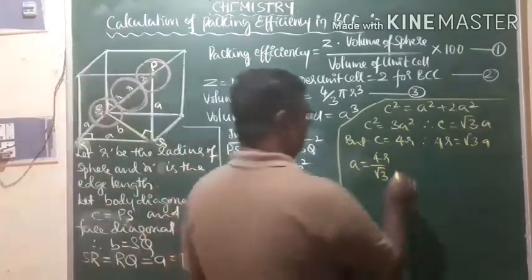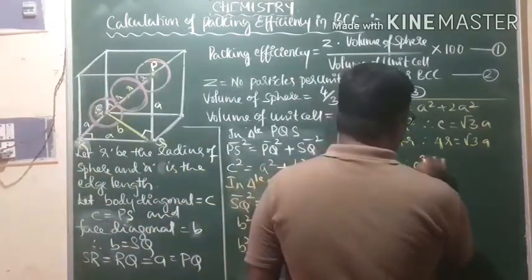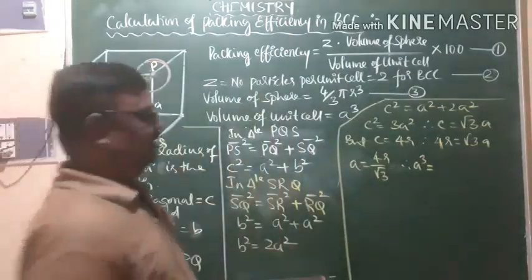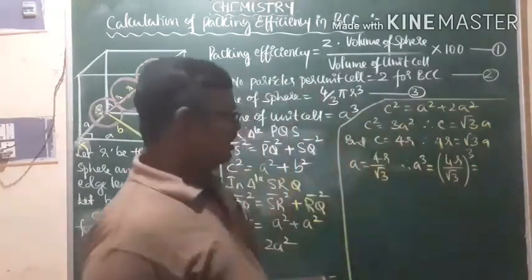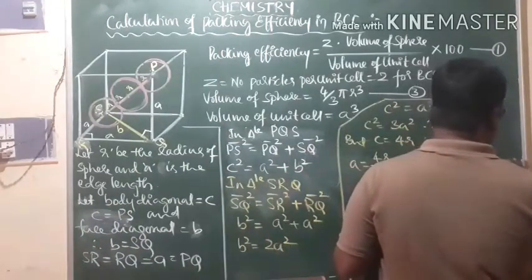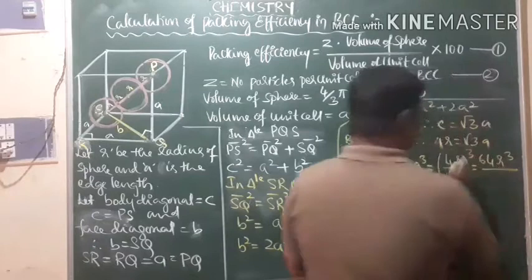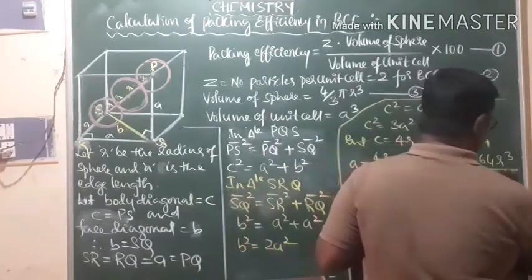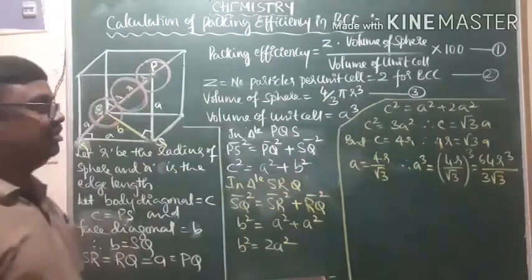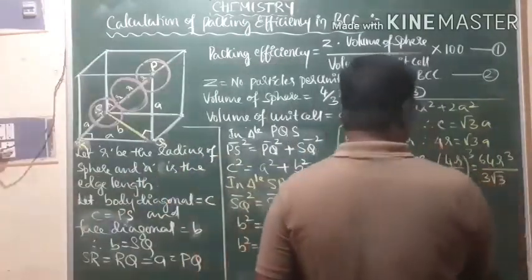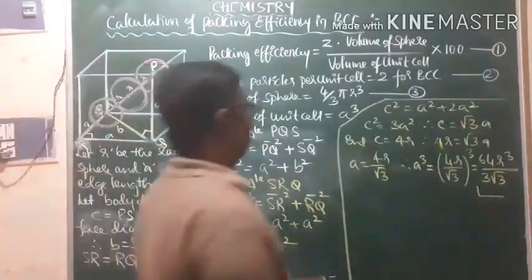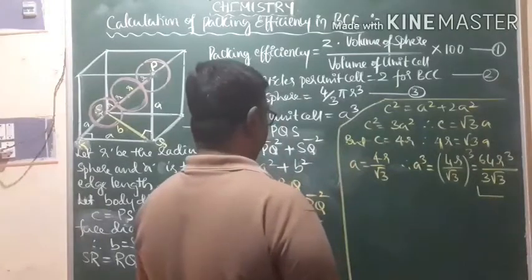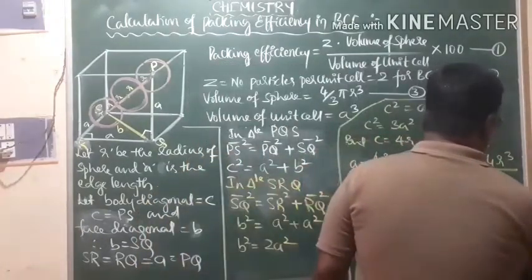Therefore, A cube is equal to 4R by root 3 whole cube. That is equal to 64 R cube divided by the cube of root 3, which is 3 root 3. So A cube is 64 R cube by 3 root 3. You call this equation 4.